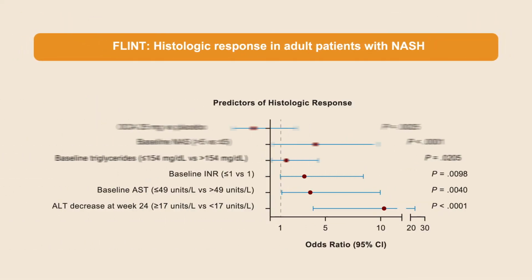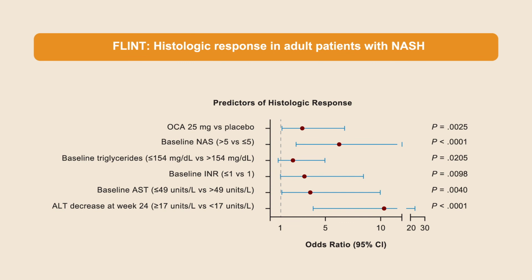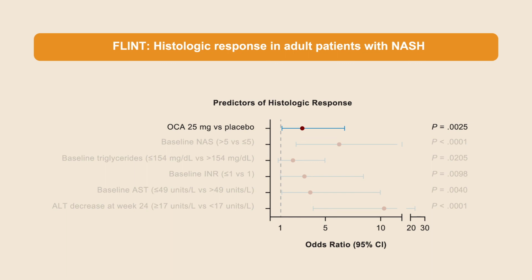As I previously discussed about the Flint trial, we also looked at predictors of histologic response in the trial, and there were 5 notable predictors of response that we found. Of course, obeticholic acid was better than placebo in inducing response. Those patients who had higher disease activity, so higher baseline NAFLD activity score, had a higher likelihood of response. Baseline triglyceride lower than 154 had a higher likelihood of treatment response. A lower INR had a higher likelihood of histologic response. And a baseline AST below 49 was associated with higher histologic response.